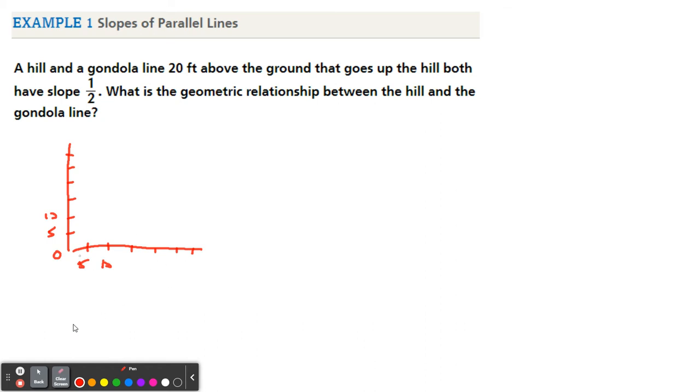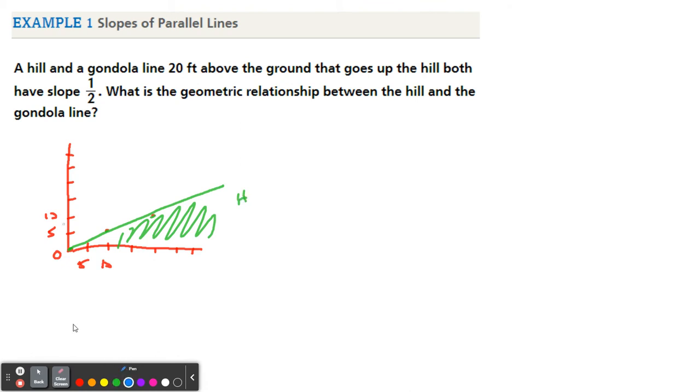So the hill starts at 0 because it's the ground, but it has a slope of 1/2. So that would be up 1, right 2. Slope of 1/2. Up 1, right 2. Sorry about that dot there. So if we connect those, and I'll connect it with green, 0, 0, up 1, right 2, up 1, right 2. Here's the slope of the hill. And again, it's a hill, so this would be all shaded in. That's the hill.